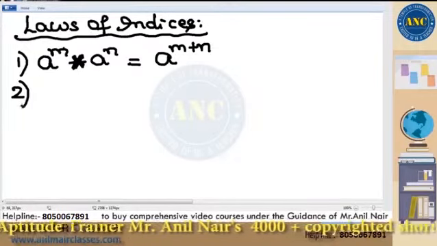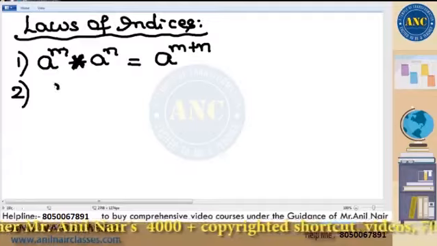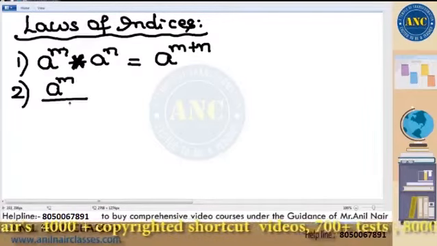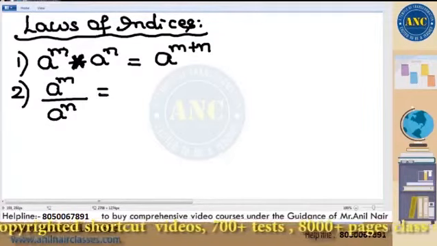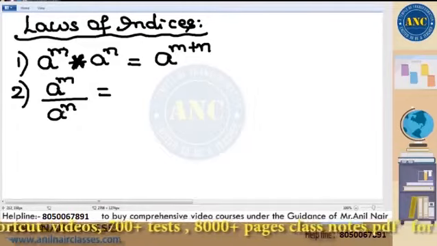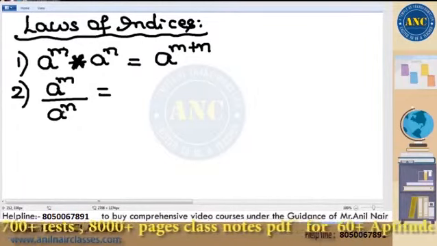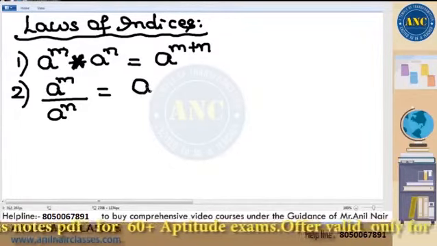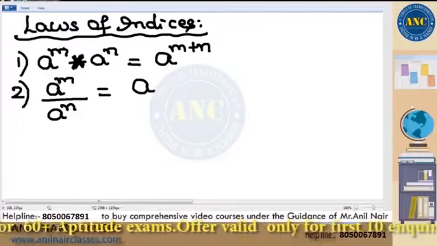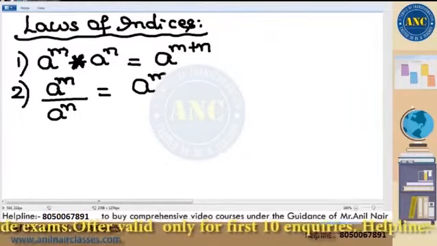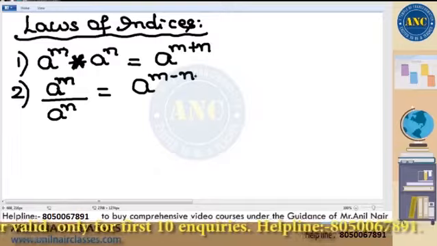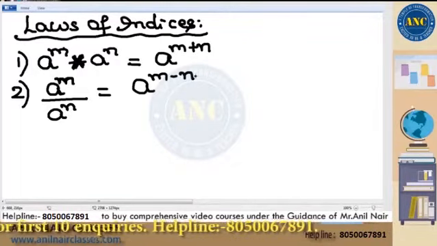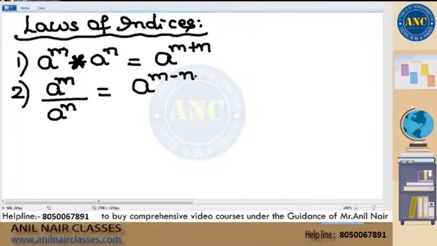Second law of indices: a power m divided by a power n. That means I again have the same base a and a. So instead of writing the two bases a and a, I will write the common base a only one time, and if they are divided, then I will subtract the powers. Initially, if the bases are the same and they are multiplied, I add the powers. And if the bases are the same and it is divided, then I subtract the powers. That is my second law of indices.